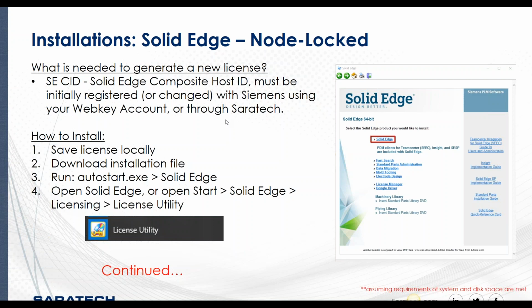So how do you install it? Don't forget to save your license locally. You're going to download the installation file and run the auto start application. And then once you run it, you're going to get this window to the right, and you're going to select Solid Edge. And then once that downloads through all the defaults, you're going to go to licensing, and then you're going to open up this license utility.